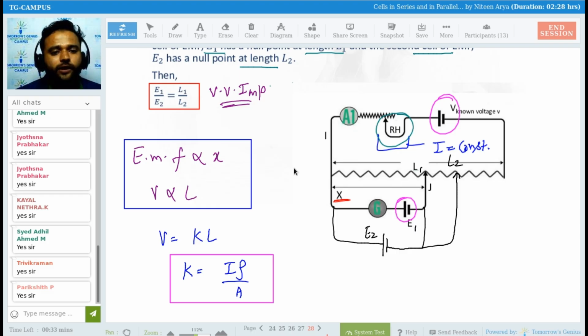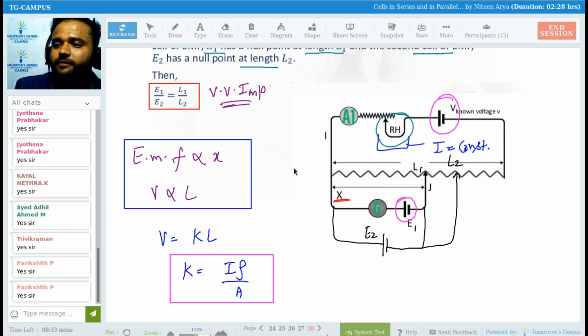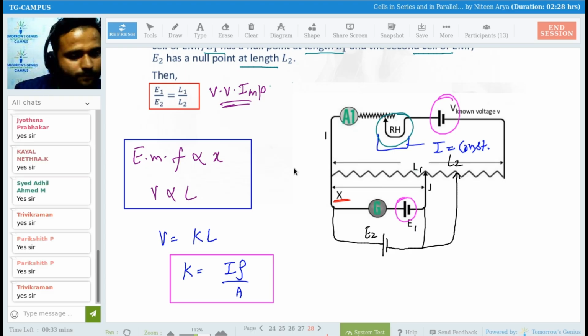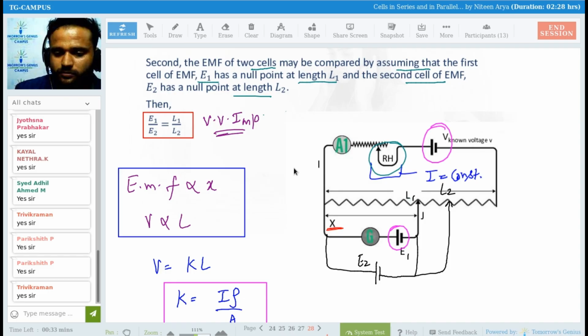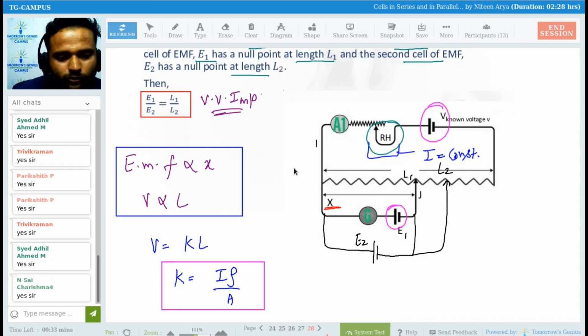So this is going to be very helpful whenever you have the EMF of one cell and you need to find the EMF of another cell, or maybe you need to compare the EMF of two cells by giving the length L1 and L2. Is this clear to each and everyone? Clear? Good. So this particular relation is going to help you out.